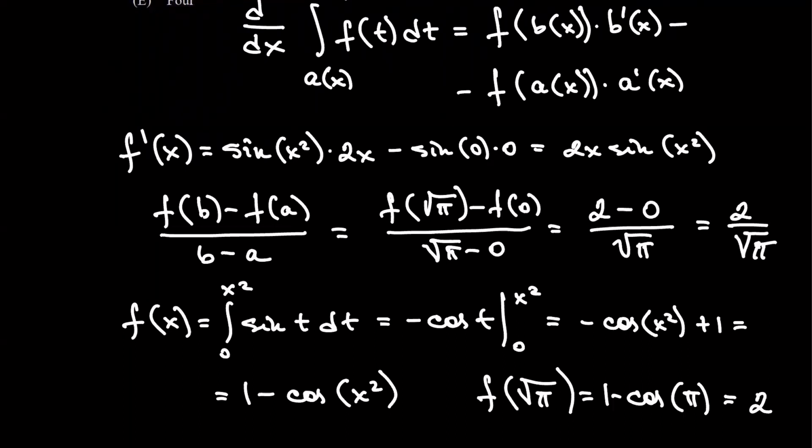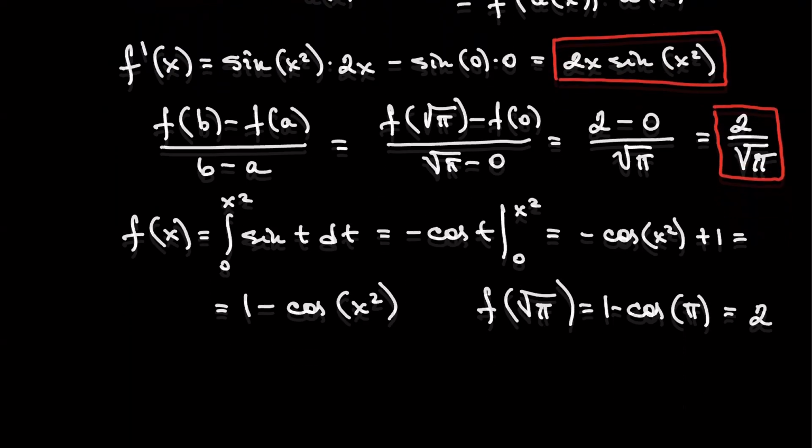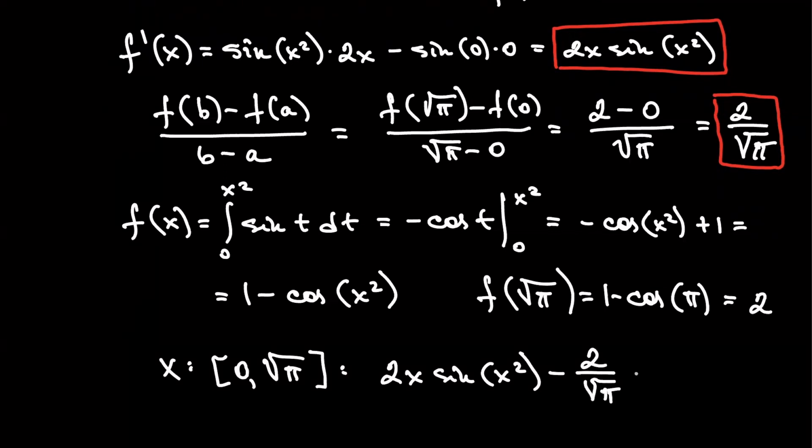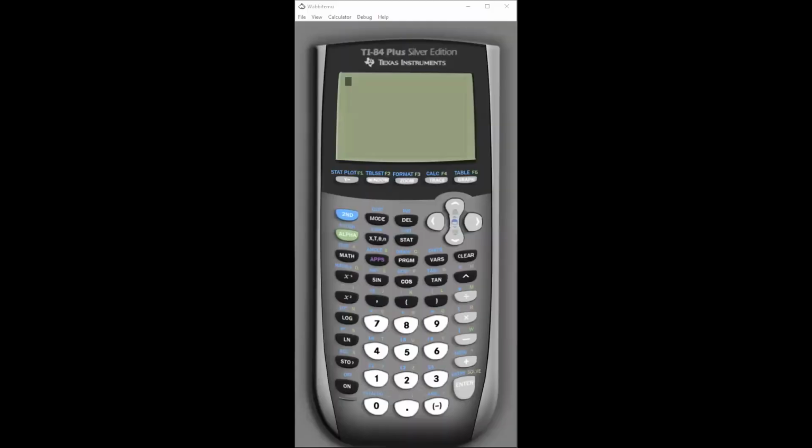So we need to find how many intersections are there between this function and 2 over square root of pi on the interval from 0 to square root of pi. And so we need to find x's from the interval 0 to square root of pi such that 2x sine x squared minus 2 over square root of pi is equal to 0. And so let's pull out our calculators and graph this function and see how many zeros are there.